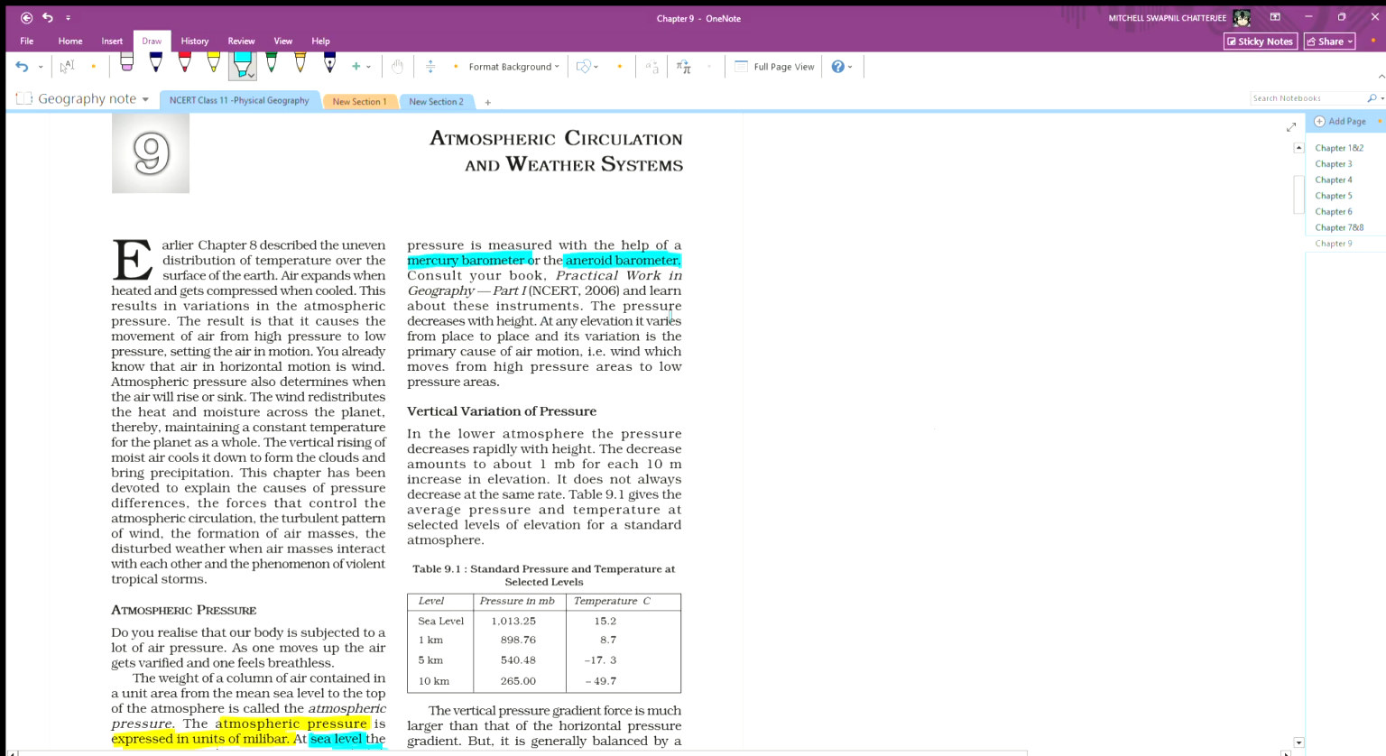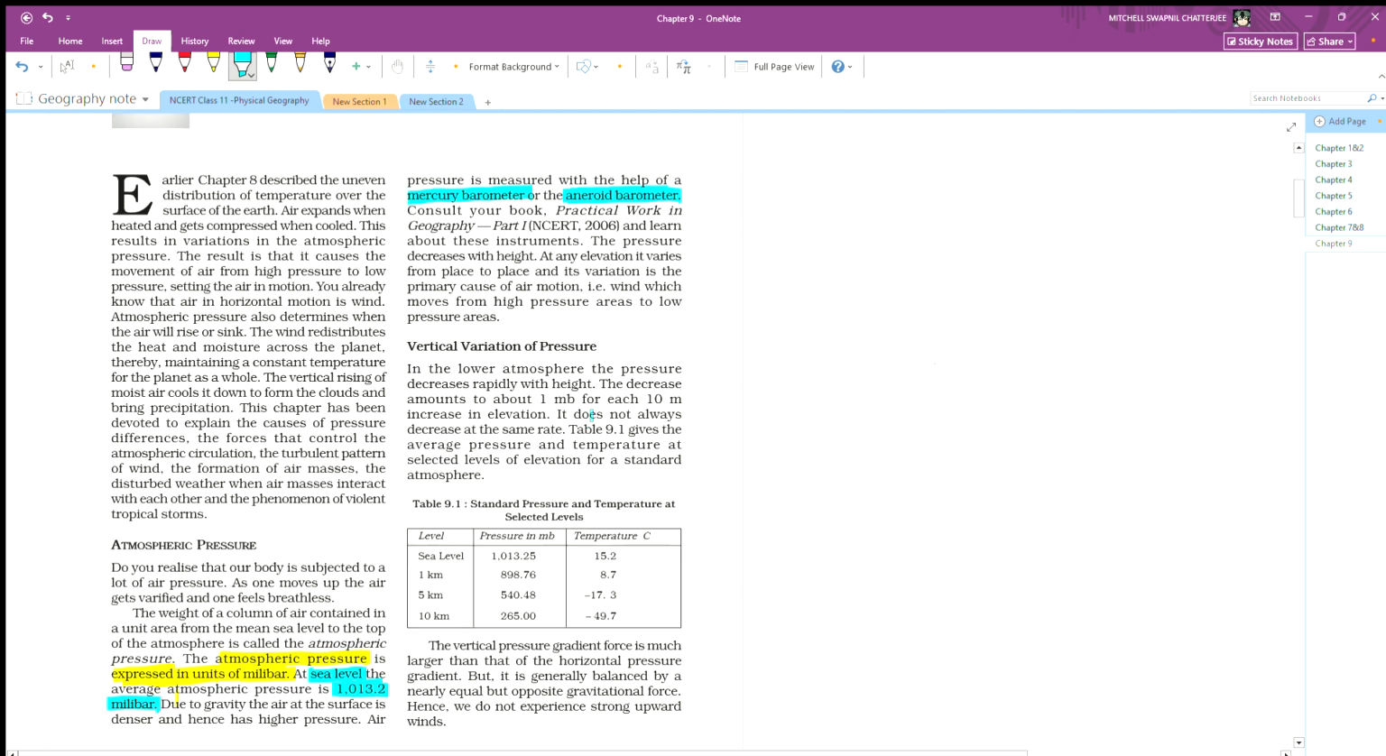Pressure decreases with height. At elevation, it varies from place to place, and its variation is the primary cause of air motion. Wind moves from a higher pressure area to a low pressure area. That is okay. Vertical variation of pressure in the lower atmosphere.